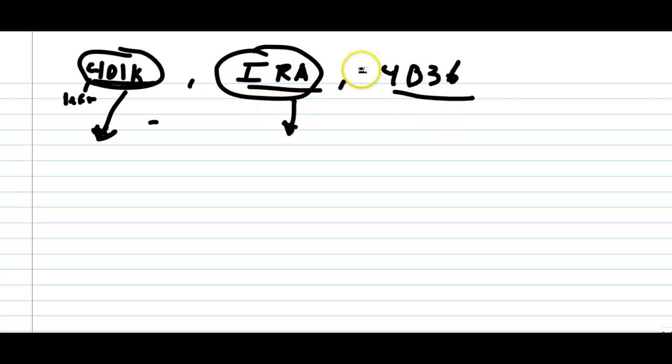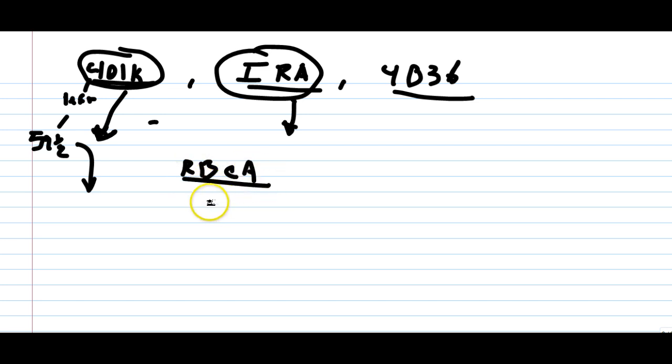And with a 403b, you have to leave employment, or you could be over the age of 59 and a half. Typically, they have an in-service distribution where you could essentially take a portion of it and roll it over into one of those types of accounts. And I want to explain to you the generic concepts of it, because this beats out reverse dollar cost averaging every single time.